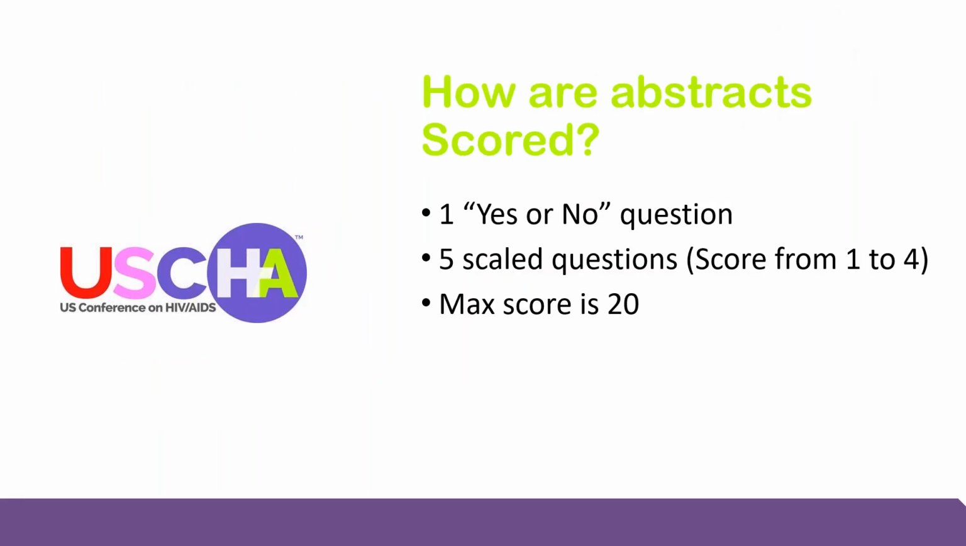So how are abstracts scored? We start off with a yes or no question. Then there are 5 scaled questions where you can get a score between 1 and 4. And the maximum score is a 20. So that's what we're all gaming for here. We want to get 20s on our abstracts.